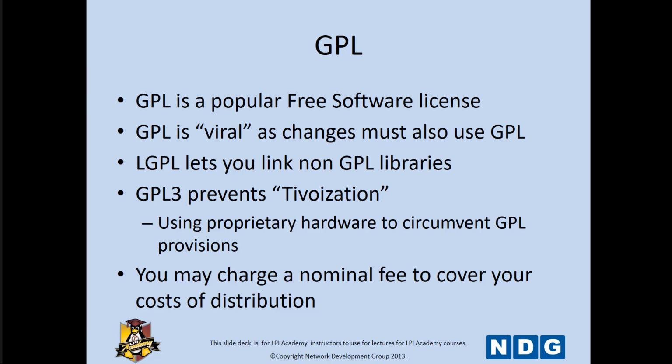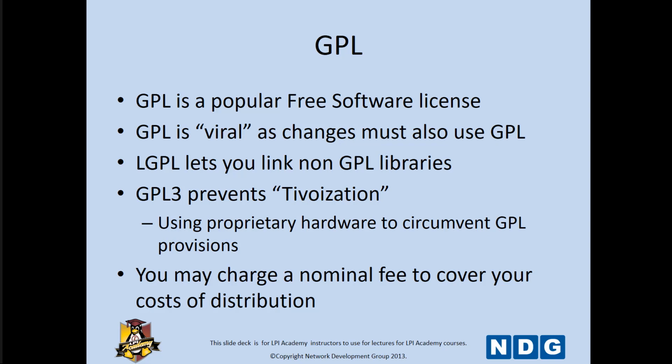LGPL lets you link non-GPL libraries. GPL version 3 prevents the TiVo issue, where TiVo created a product that was done very well, but it was done in Linux. Some companies looked at using their proprietary hardware to circumvent GPL licensing, and then they started charging for the use of that hardware. If you think of any type of DVR at home, most of them use that TiVo-based structure.